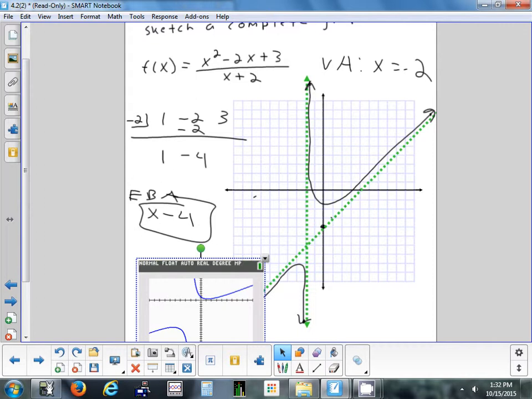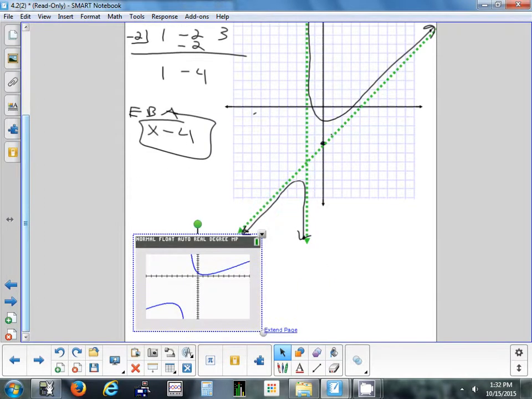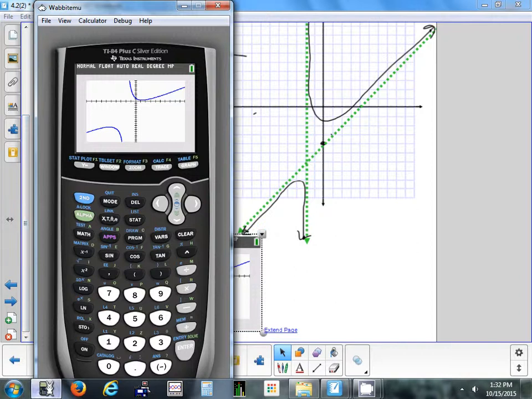Okay, and mine looks a little different, I think, just because of the window. But if we wanted to double check that we had the right asymptote, just type it in. What was it? x plus 1? Was that our end behavior asymptote? It was. No, it's x minus 1. Oh, okay, I was going to say, I hope it's not x plus 1. x minus 1, right? And it should look like it's right in between them.